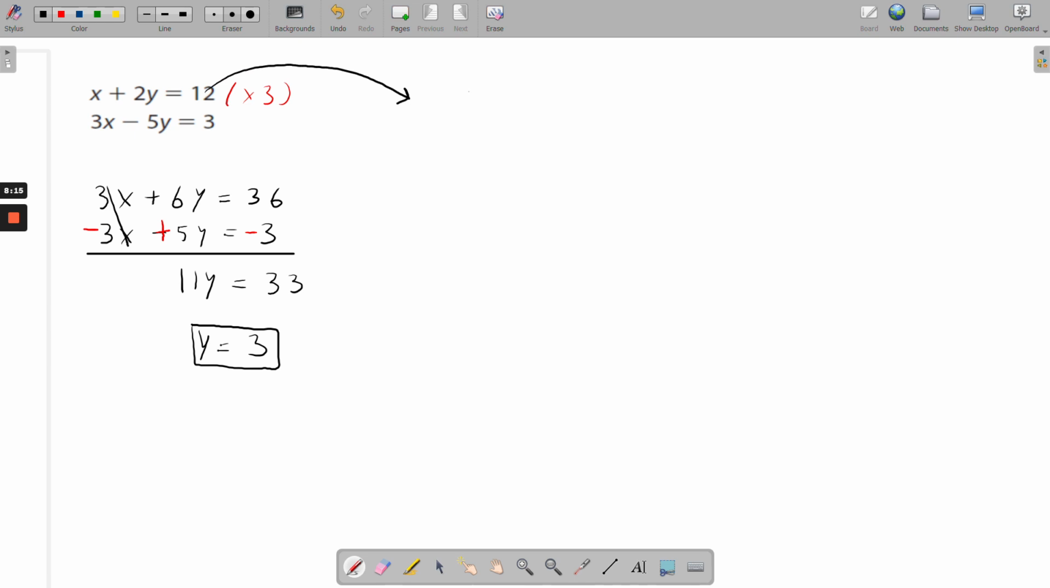I'll pick the top one this time. Bring it out here. x plus 2y is equal to 12. And then again, like our last time, we just substitute y in for our y here. So we're just going to replace that with 3. So what you'll get is x plus 2 times 3 is equal to 12. So you can see that's x plus 6 is equal to 12.